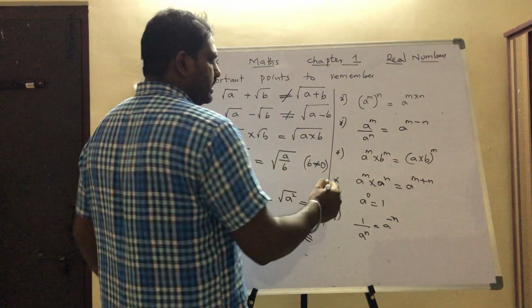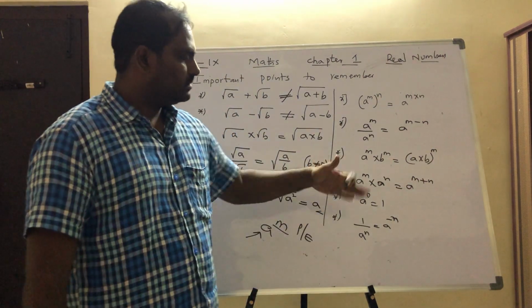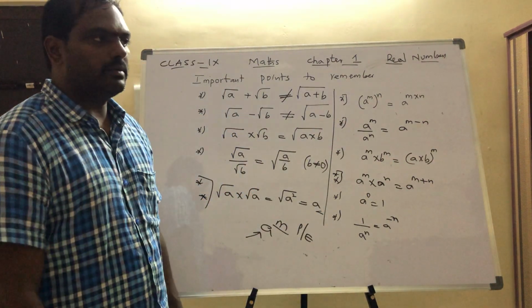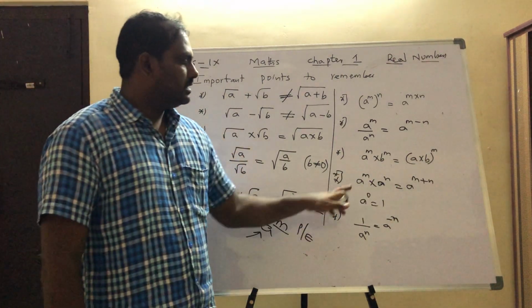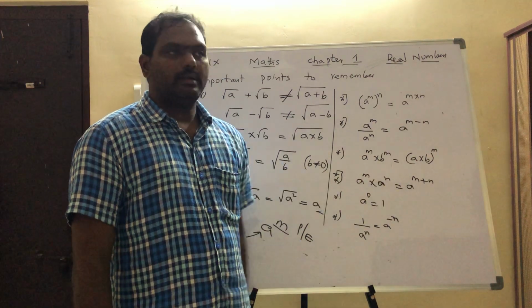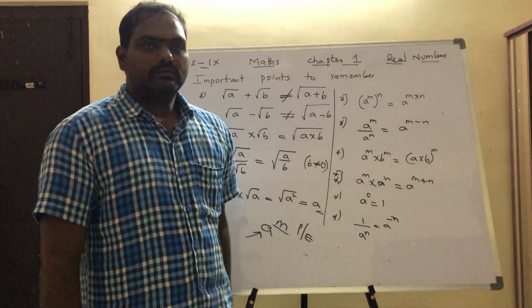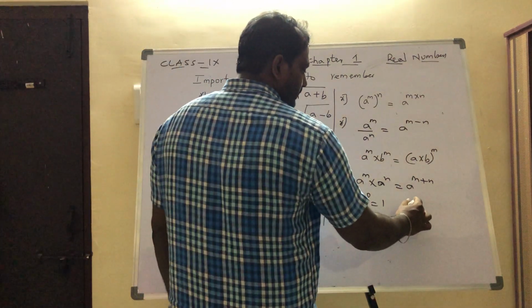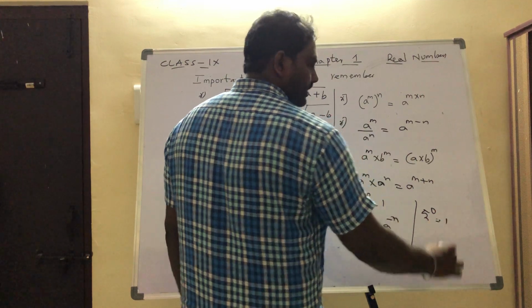So this is the formula. In maximum cases we have to apply it. In practice, whenever you are going to do the problems, this formula will come up more in application. A power m into a power n is equal to a power m plus n. Next, one more formula, a power 0 is equal to 1. What is the value of 5 power 0? Obviously, no doubt, the value is 1.